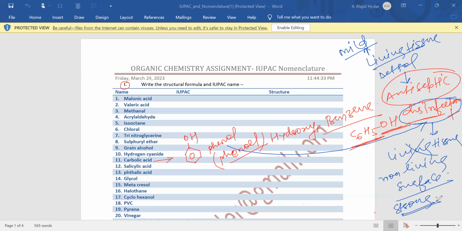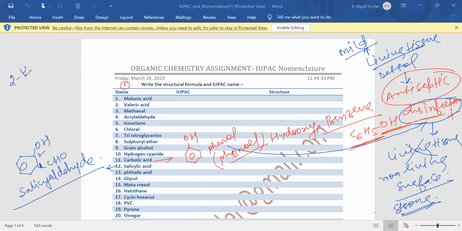Okay. Now see, salicylic acid. What salicylic acid is? See, one OH and on the next carbon atom, CHO. What this one is? Salicylaldehyde. Out of these two, which group is a stronger group? CHO is stronger. So yes, we'll start counting carbon from here. One, two. Two hydroxy. What rest is? Benzaldehyde.